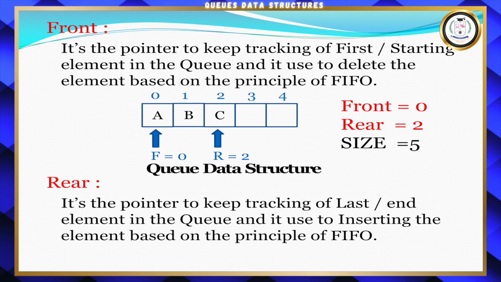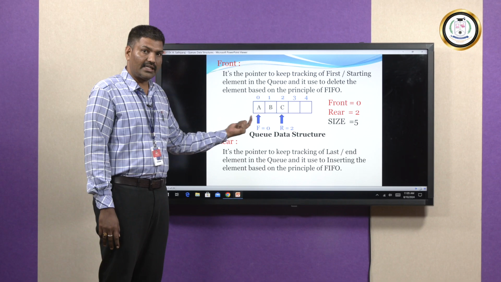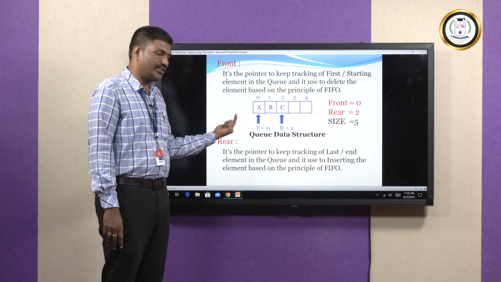Front and rear pointer. You can see the example of the data structure. In the previous slide I explained the initial data structure, where front and rear are outside, that is, front and rear equal to -1. That means initially there is no value.